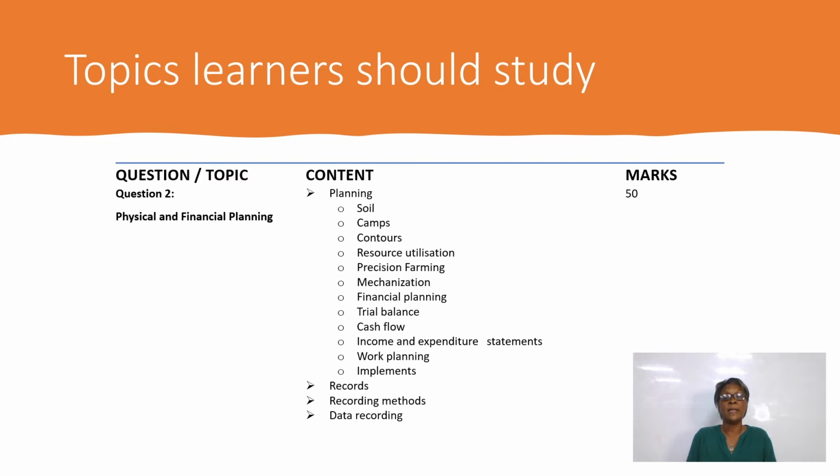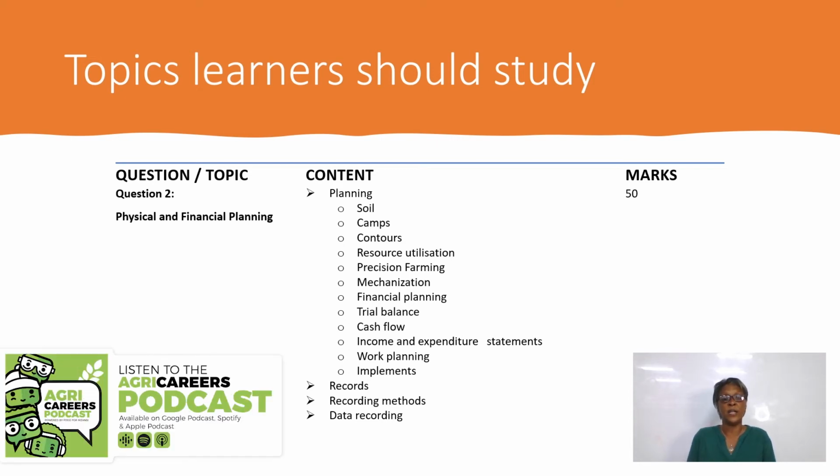Financial planning: trial balance, cash flow, income and expenditure statements, work planning and implements. So that all falls under planning. So what is the farmer planning? When you look at the financial records, we look at the recording methods, we look at data recording, all of that is helping the farmer in the physical and the financial planning on the farm.